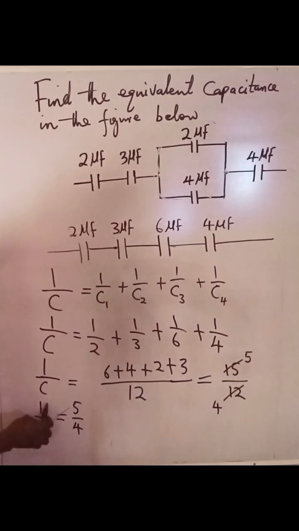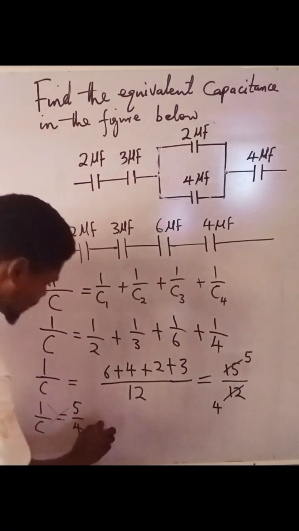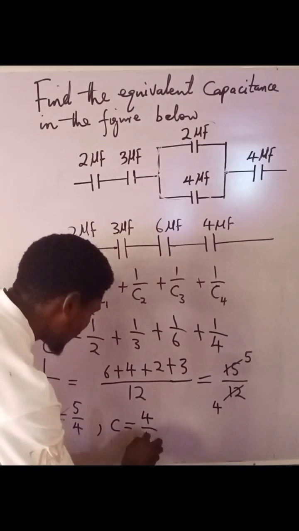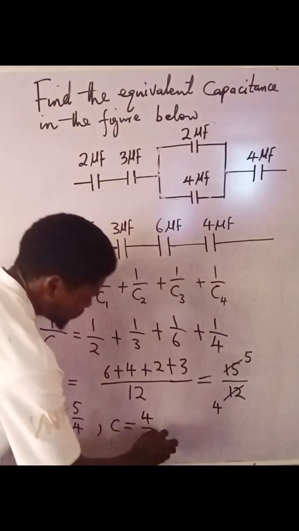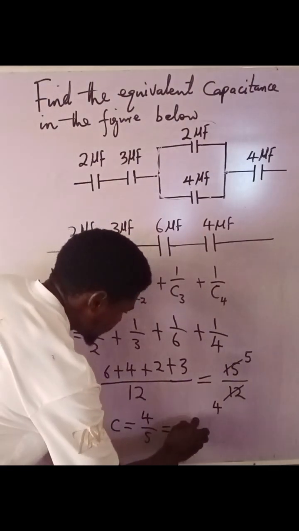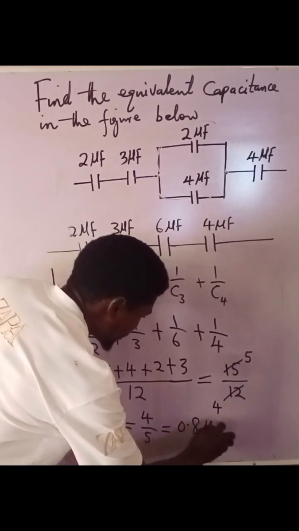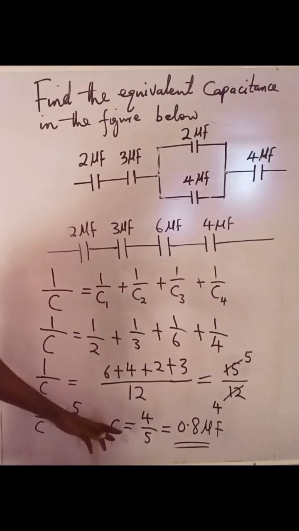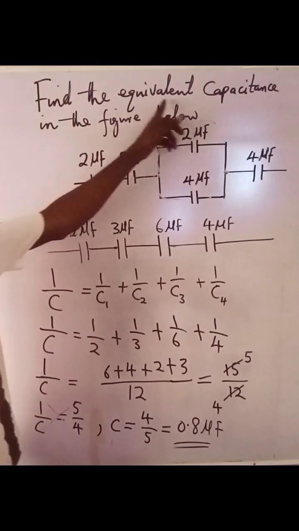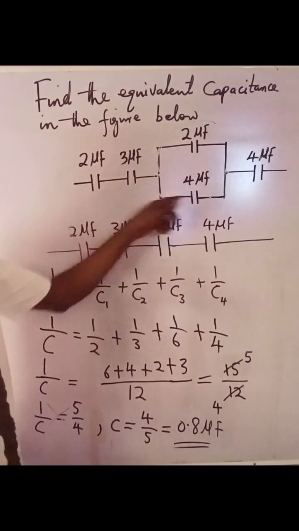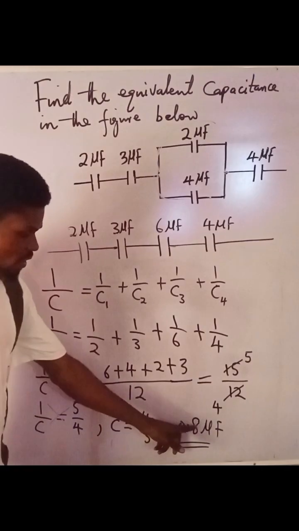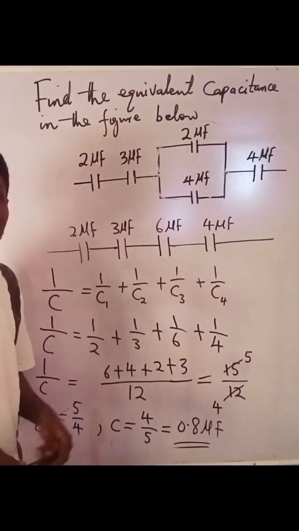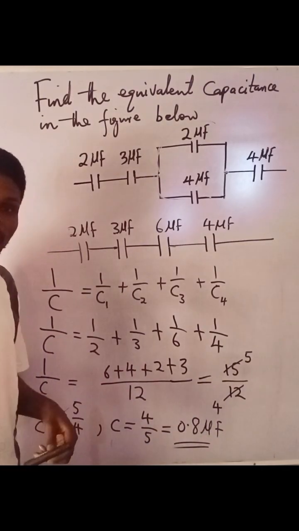So when you cross multiply and make C the subject of the formula, you're going to have that C is equal to 4 over 5, or just 0.8 microfarad, and that is the final answer. So the equivalent capacitance of the figure is 0.8 microfarad, or simply 4 over 5 microfarad. Okay, thank you very much, and bye-bye.